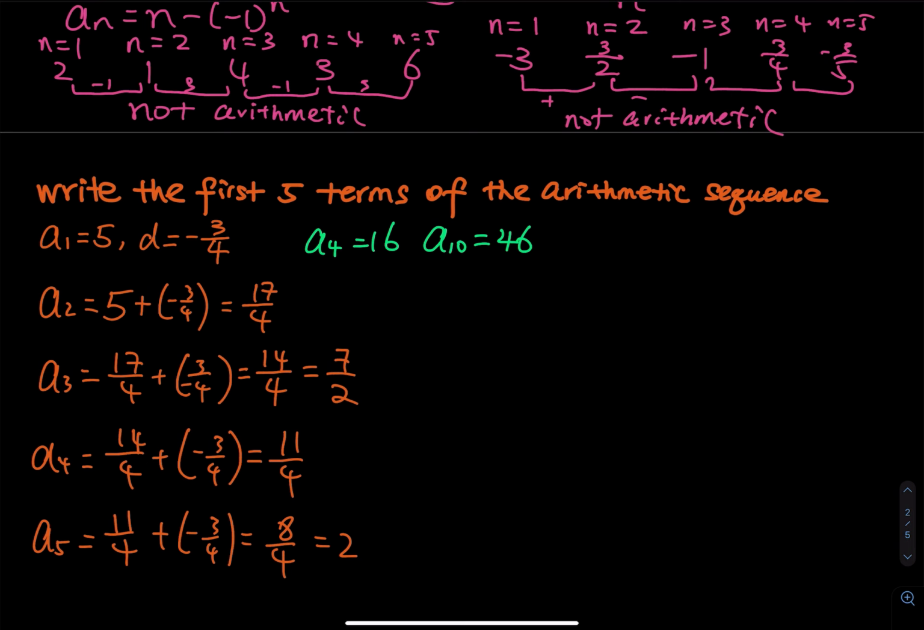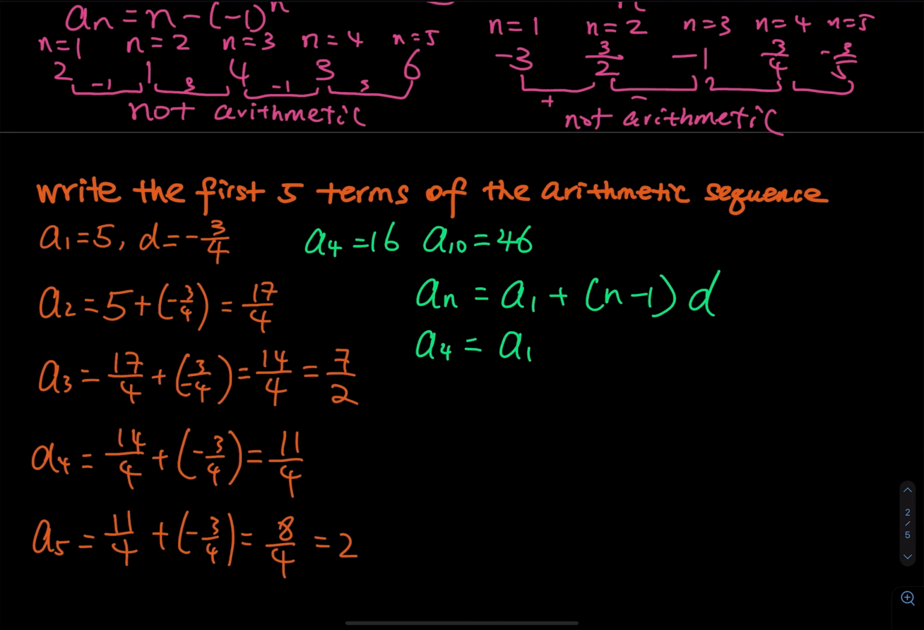But things are not always that easy. The next problem, do you see that there is no common difference, and you don't even have the first term at all? So in this situation, we have to recall the formula, which is an equals a1 plus n minus 1 times the common difference. So we have to summon the formula. And then let's see what else we can do. The fourth term, that means n equals 4.